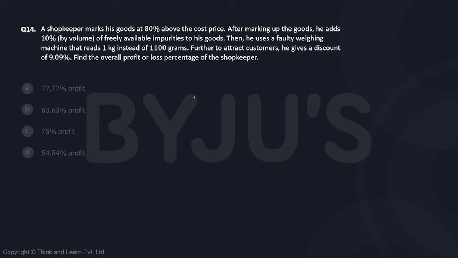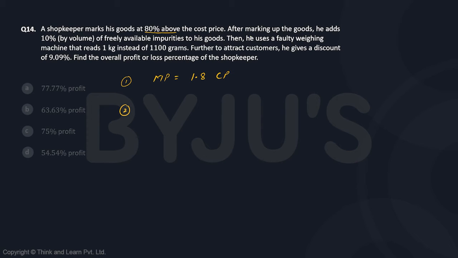Okay, so first of all, the first effect is a shopkeeper marks his goods at 80% above the cost price. So whatever be the cost price, I can say market price will be 80% above the cost price. So this is the first effect. So we can say that MP will be equal to 80% above, that is 1.8 times the cost price. All right. Now let's move on towards the second effect.